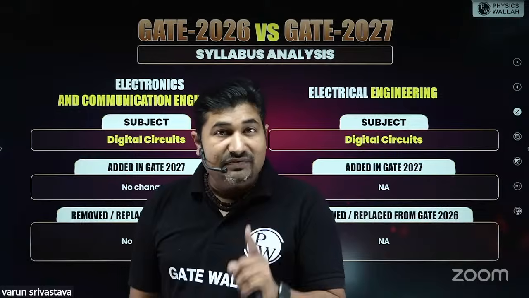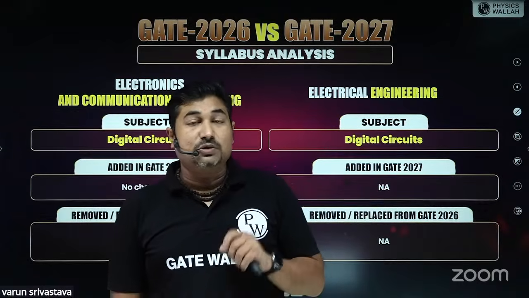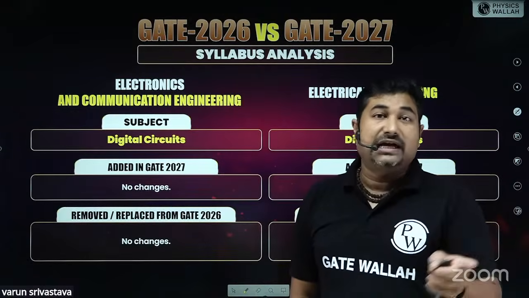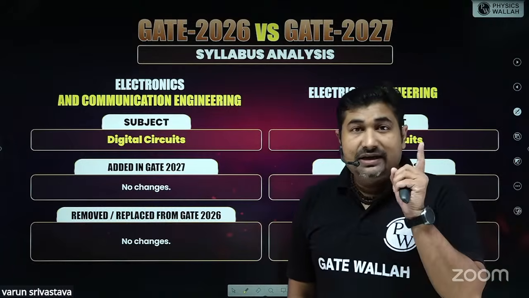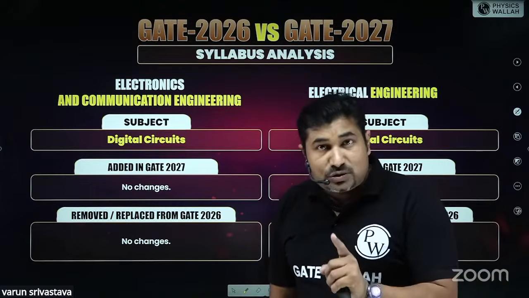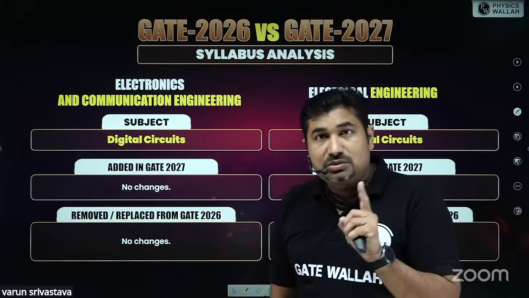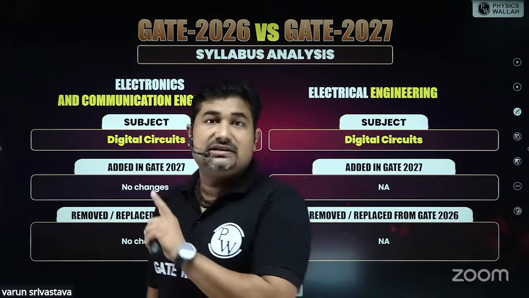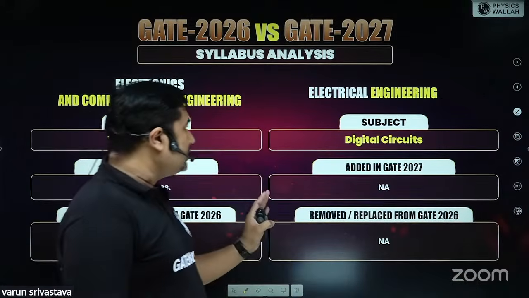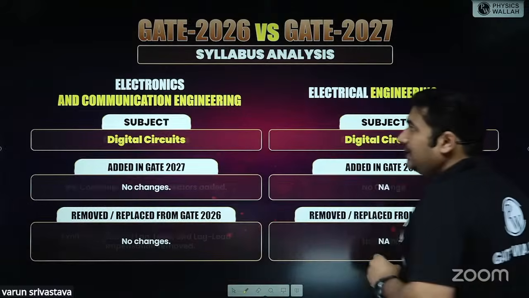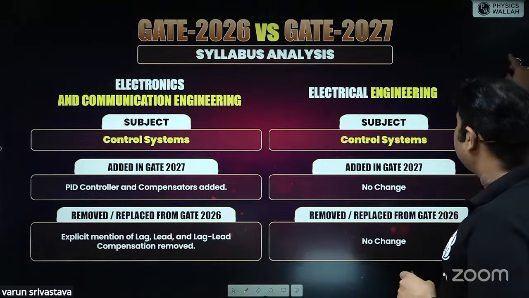But there is a significant change for instrumentation. So if you are willing to take instrumentation as your second paper, it's my advice to all of you, please go through the syllabus. There is a significant change in the IN. Is it okay? But there is no change for digital electronics in the EE, IN, or ECE branch.